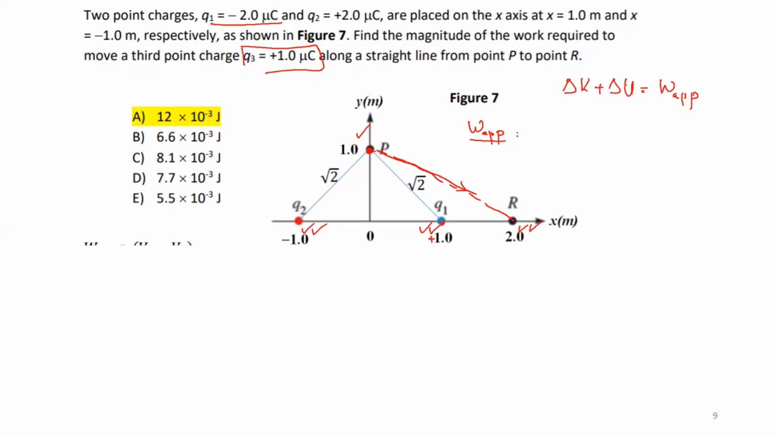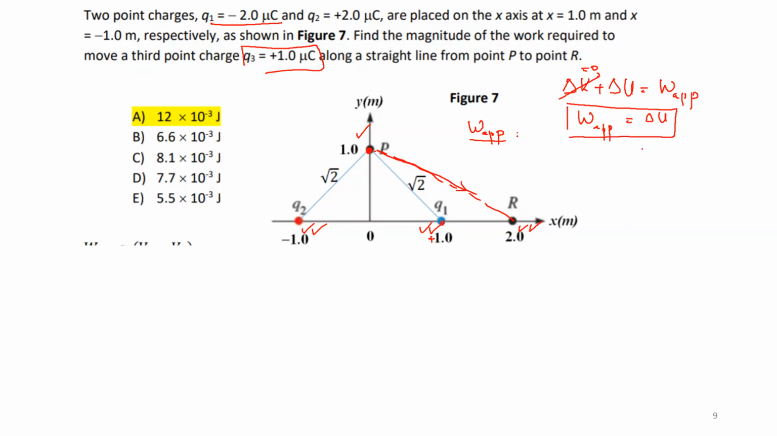But still at rest. So delta K is 0. Now the work applied is just delta U. Now the question is to get delta U. What is delta U? You have two ways to get delta U.